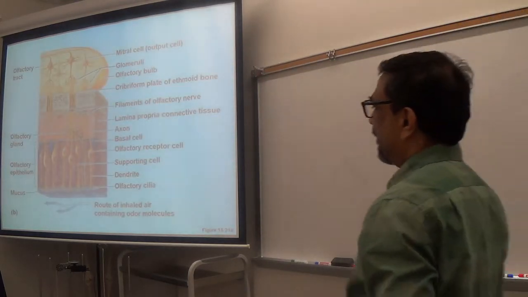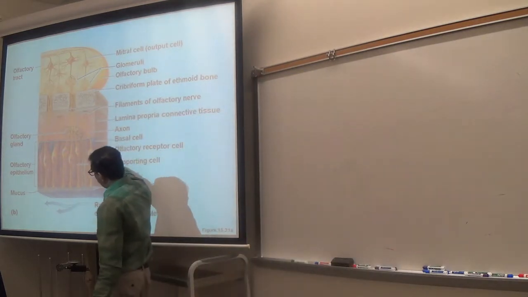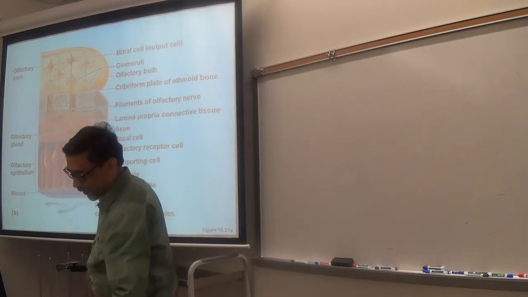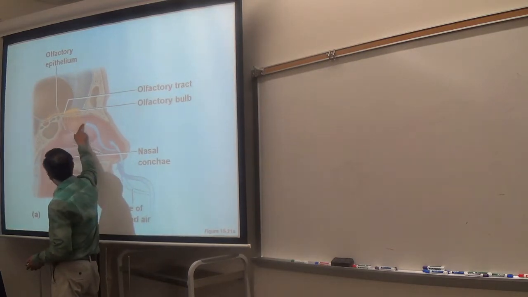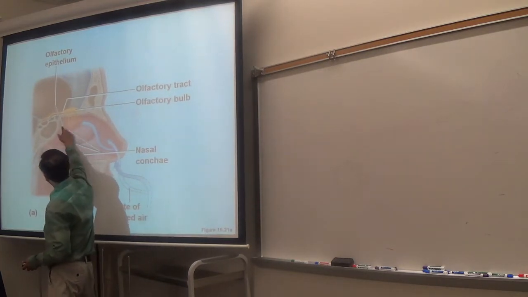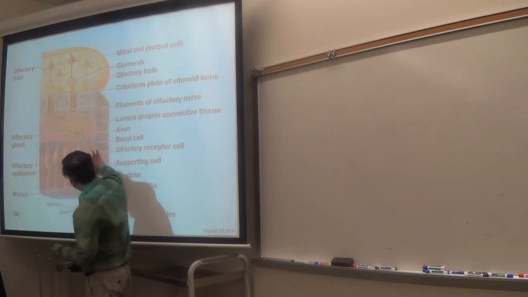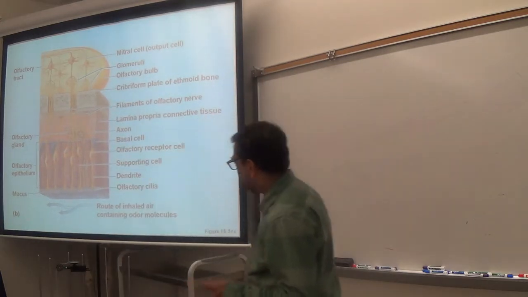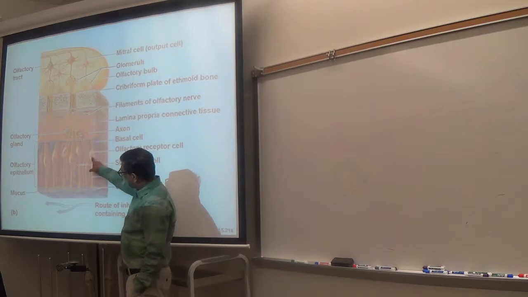So, let's now go back. This is the nasal epithelium. This part. If I just take the epithelium lining here and see under the microscope, this is how it will look. In the nasal epithelium, you have three types of cells. You see them here by three different colors.